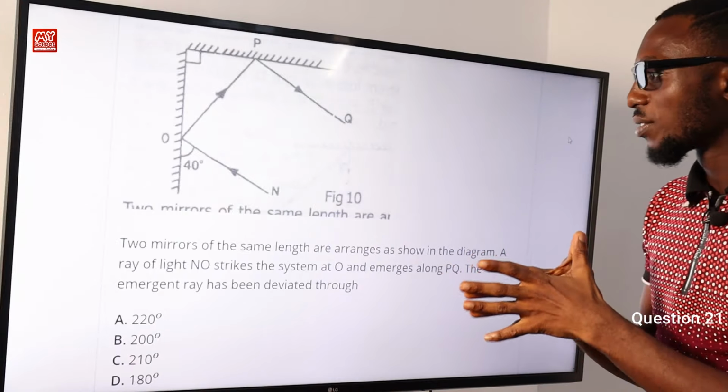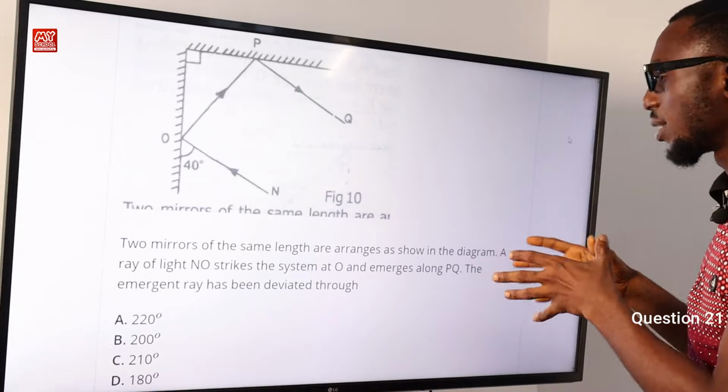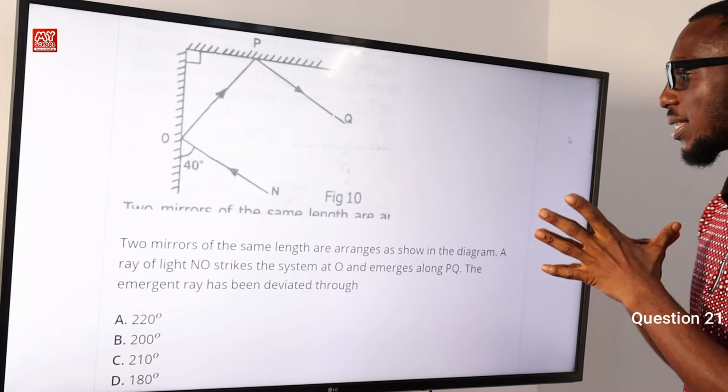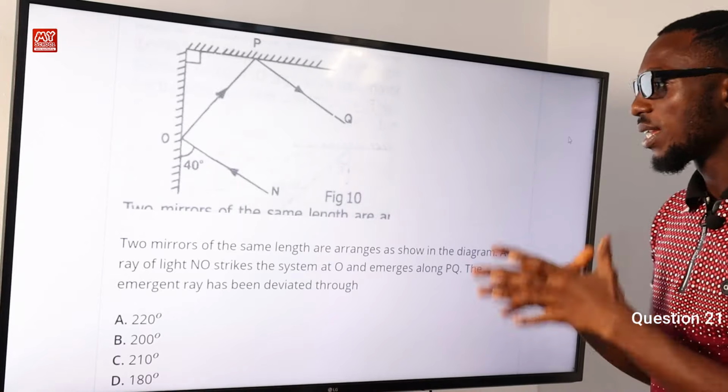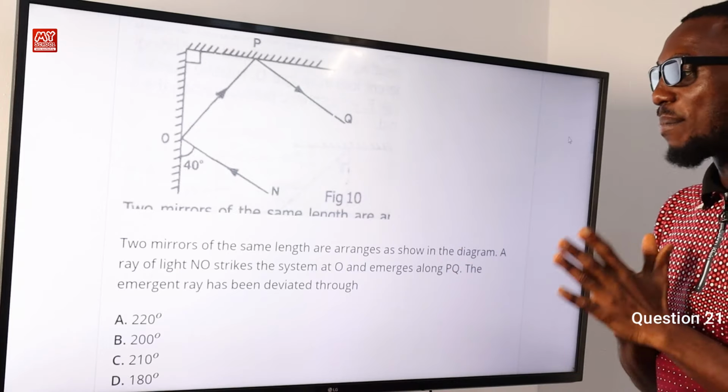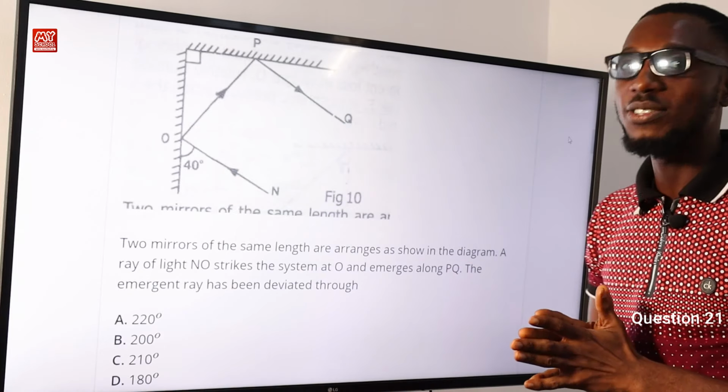So you're going back to the question. Two mirrors of the same length are arranged as shown in the diagram. A ray of light NO strikes the system at O and emerges along PQ. The emergent ray has been deviated through how many degrees? So 100 plus 80, that makes 180. So the correct option is option D.